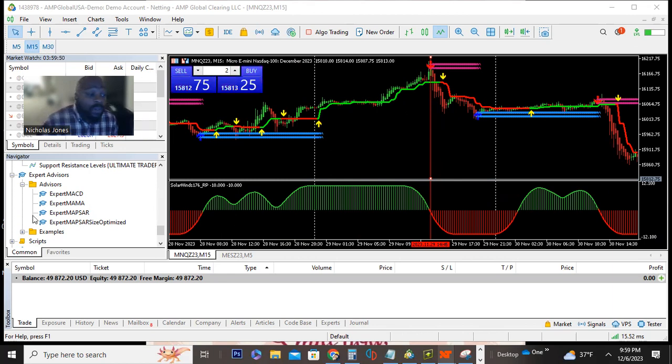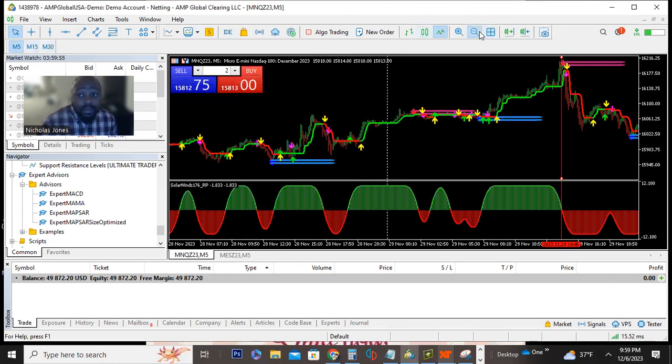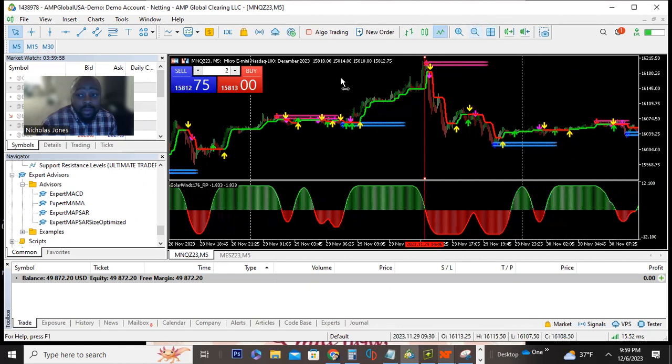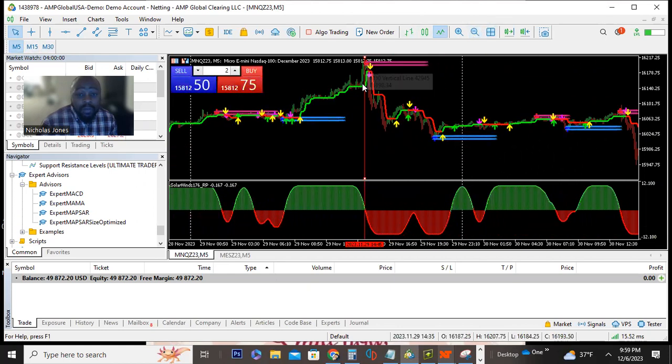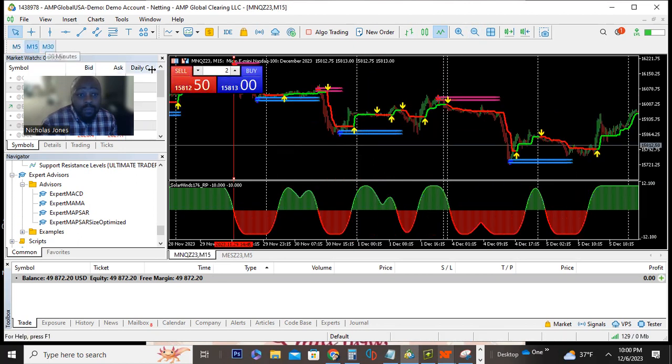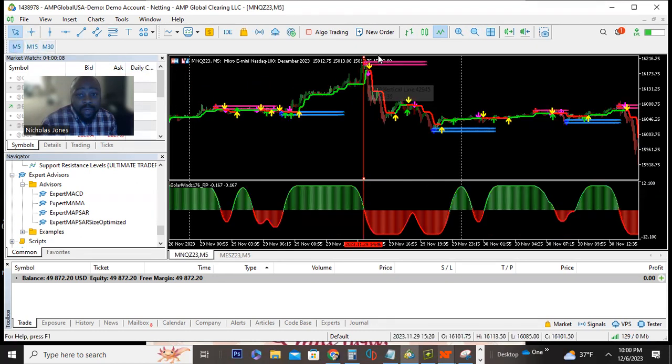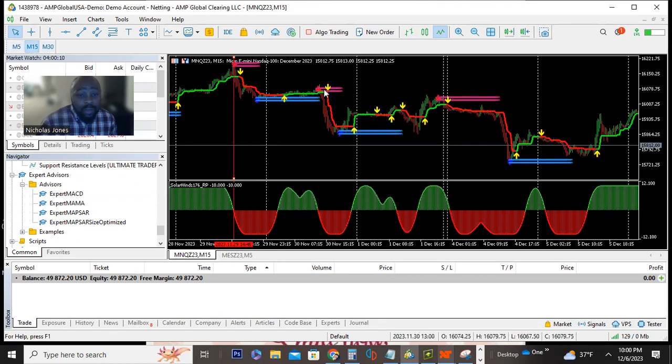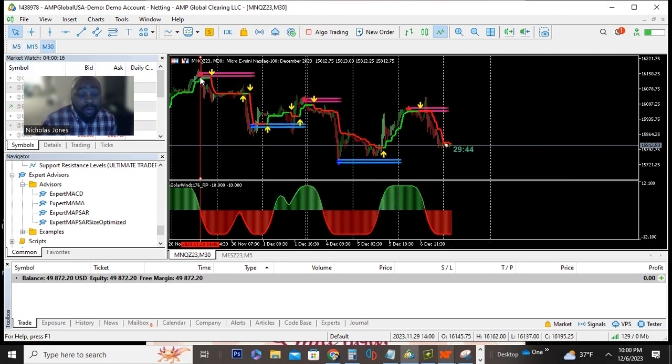Now let's jump over to the 5-minute time frame, right? And find that same day. 5-minute time frame is on resistance. So all three of these time frames are on resistance. 5-minute vertical line resistance, 15-minute vertical line resistance, 30-minute vertical line resistance. This right here, and then the solar wind broke through.